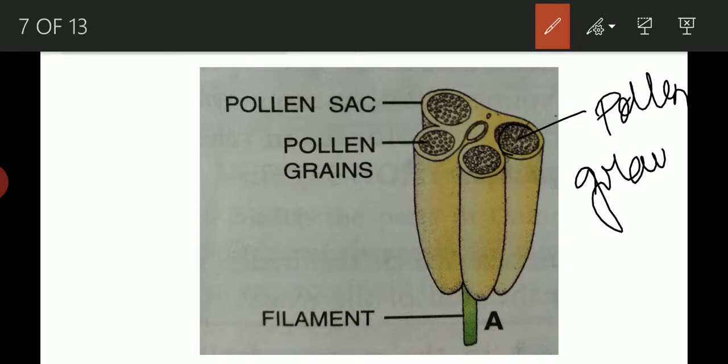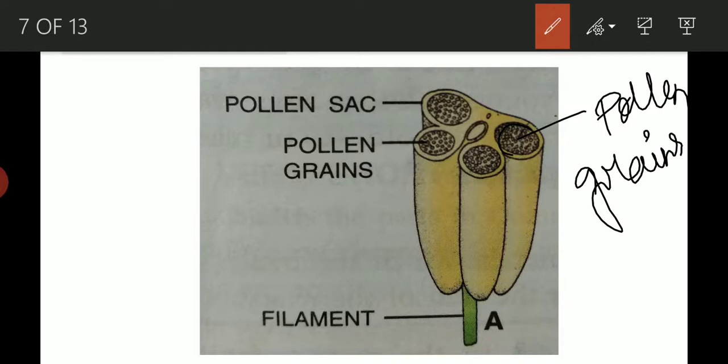In these 4 pollen sacs, pollen grains are present. So what happens when they get fully matured? When they get fully matured, these pollen sacs actually rupture and they liberate pollen grains. The pollen grains come out. Pollen grains are the powdery particles, and pollen grains can be of different shapes and sizes.